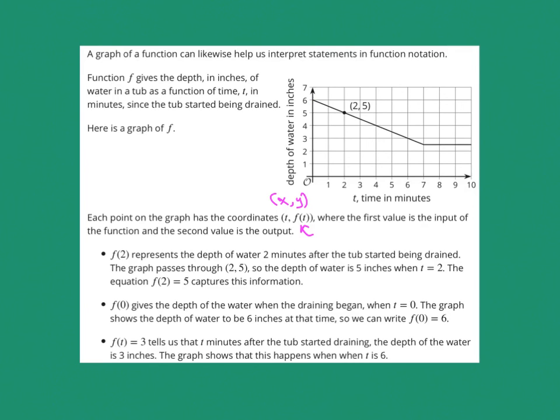And f of t equals 3 tells us that after so much time, there was 3 inches of water. I can follow that 3 over and then down. So t must have been 6. Again, using a graph to help us interpret statements and find missing values.